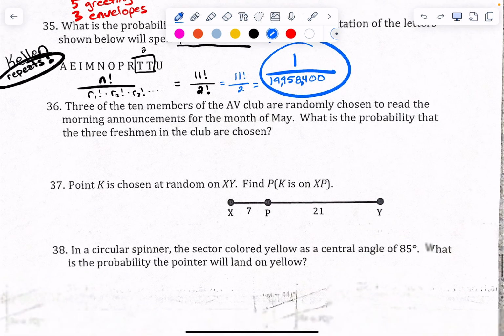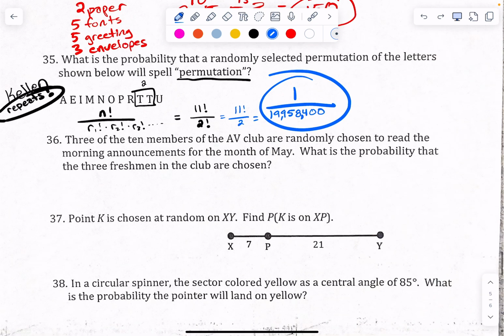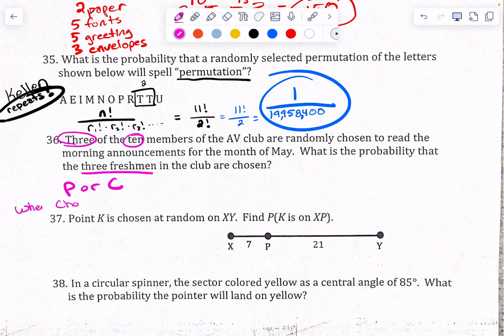All right. What do we got? 5 left? Okay. 3 of 10. Circle those. 3 of 10 members of an AV club are randomly chosen to read the morning announcements for the month of May. What's the probability that the 3 freshmen in the club are chosen? What are we even doing here? Yeah, we are doing a P or a C. And you use P or C when you're choosing a whole group.